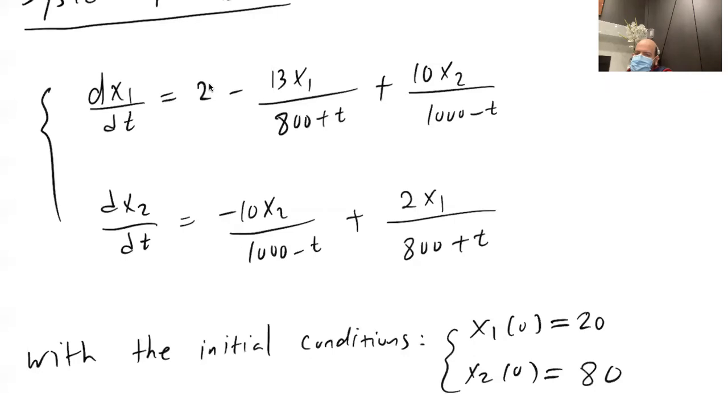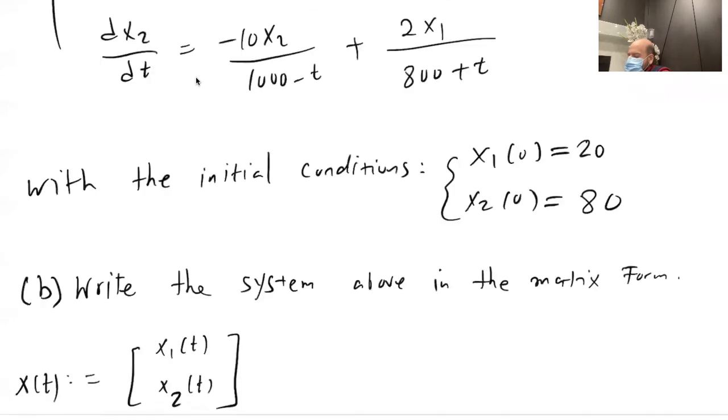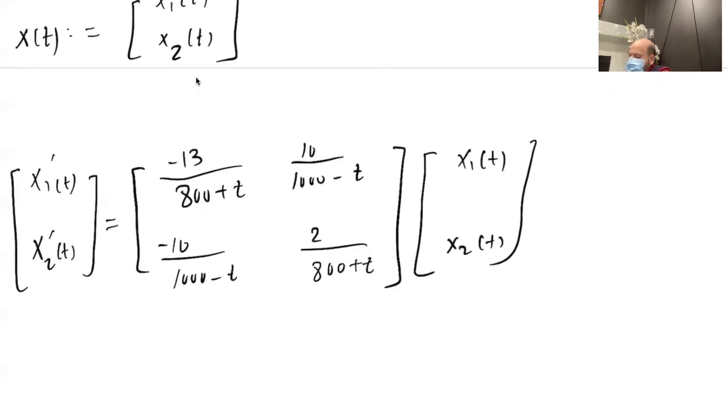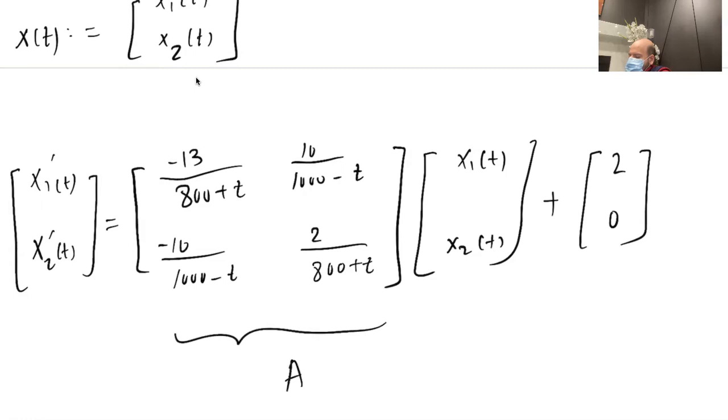Remember, our system of ODEs could be written in the form x prime equals Ax in the homogeneous case. And in the non-homogeneous case, we could write it as x prime equals Ax plus g of t for some vector g of t. So this can be included in that part g of t. So I can say this is x prime equals Ax plus 2 and 0. So this is basically my A, and this is my g of t.